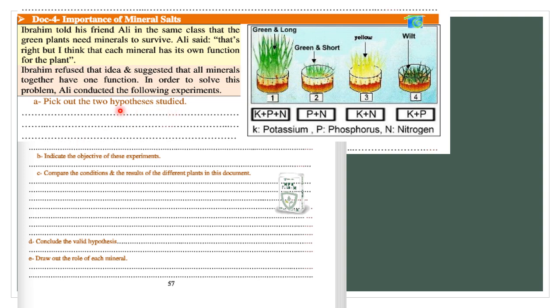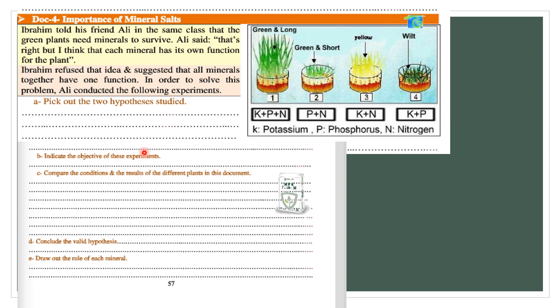We have Ali's hypothesis and Ibrahim's hypothesis. Please, I want you to pick out these hypotheses and write them in your table. Indicate the objective of this experiment. What's the objective? To know if each mineral has its own function or all together have one function.